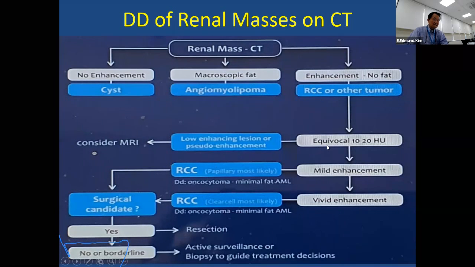But slight enhancement and pseudo enhancement are some other things. Clear cell, which is the most common renal cell, has a very vivid enhancement. Mild enhancement is the other types: papillary, or oncocytoma, which is benign, but oncocytoma on CT has a high density.